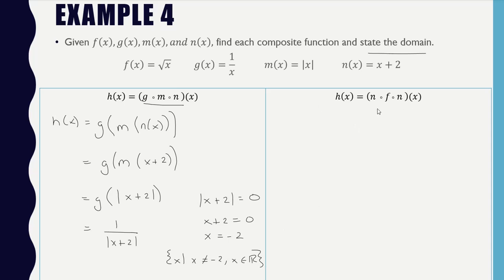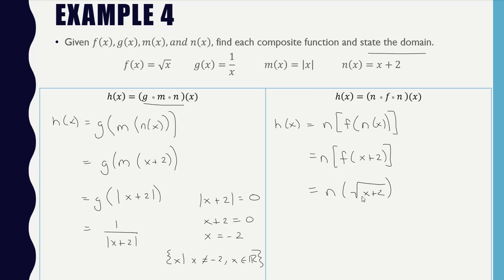So h of x is equal to n of f of n of x. Again, I'm going to rewrite this into this form. So I'll have n, and I'll use square brackets this time, and then f of, and then n of x. Now n of x is this x plus 2, so I'll do that substitution first. So we get f of x plus 2. Now this x plus 2 is going to get substituted into f of x, which is the square root of x. So it's going to become n of the square root of x plus 2.